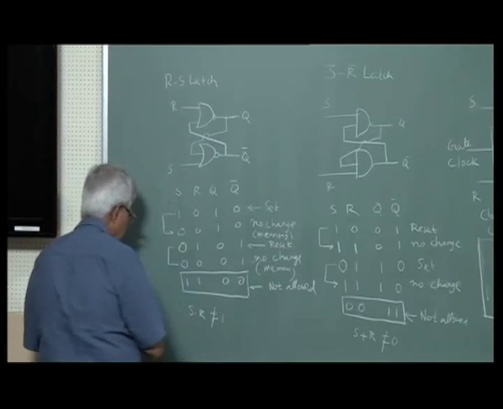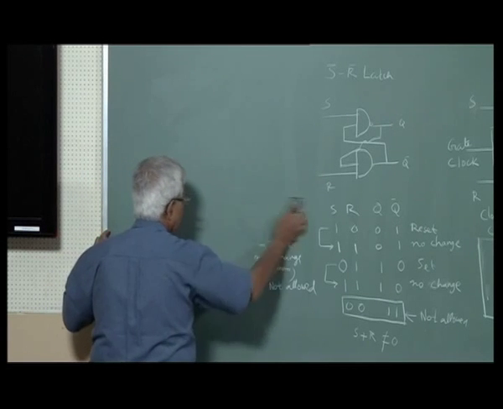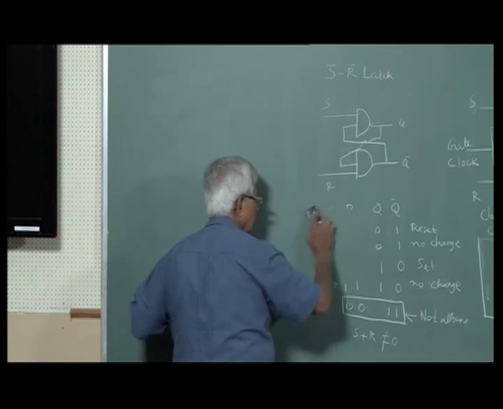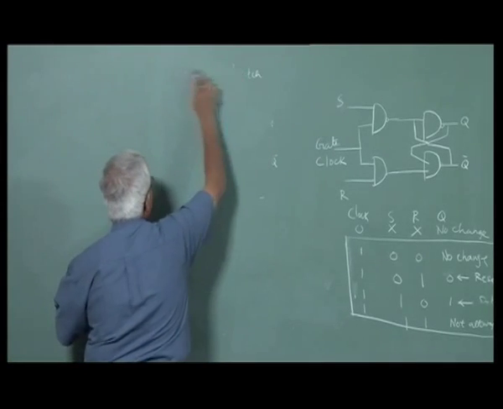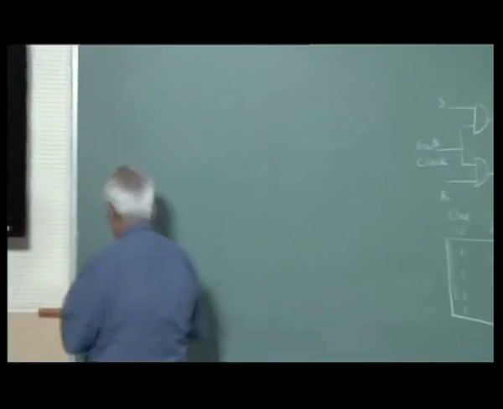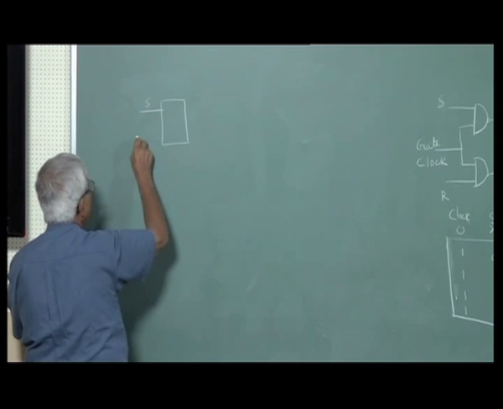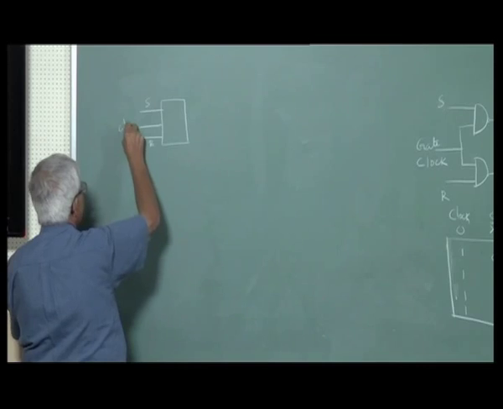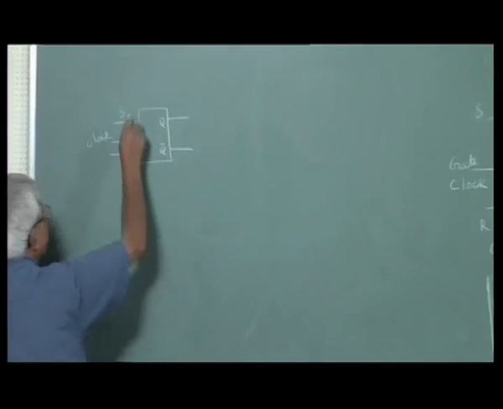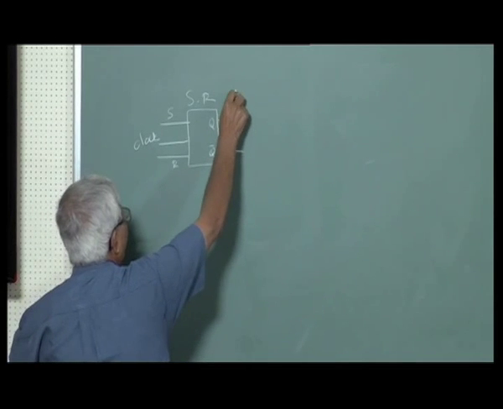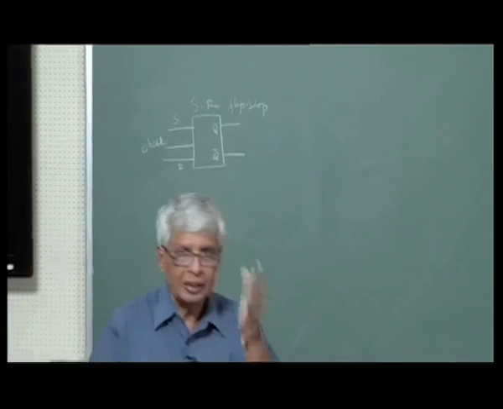There are two types of flip-flops. One is called level triggered. So we don't draw these circuits every time we want to discuss flip-flops. We put it in a box. This is called SR flip-flop, with S, R, and clock inputs. This is Q, Q bar. Whenever you apply a gate or the clock to a latch, it's called a flip-flop. The flip-flop is a latch with a gate, with a clock signal.